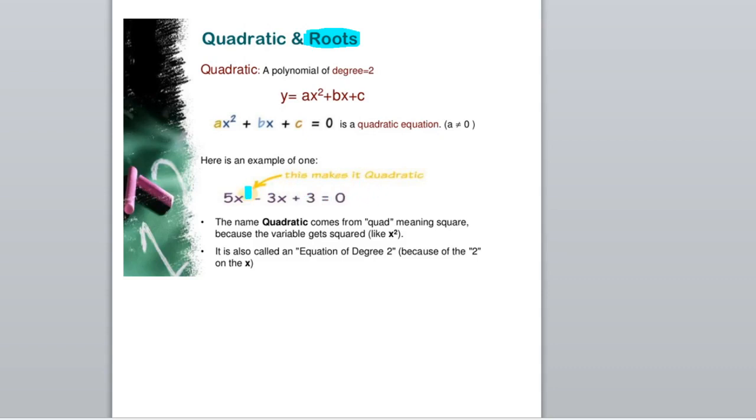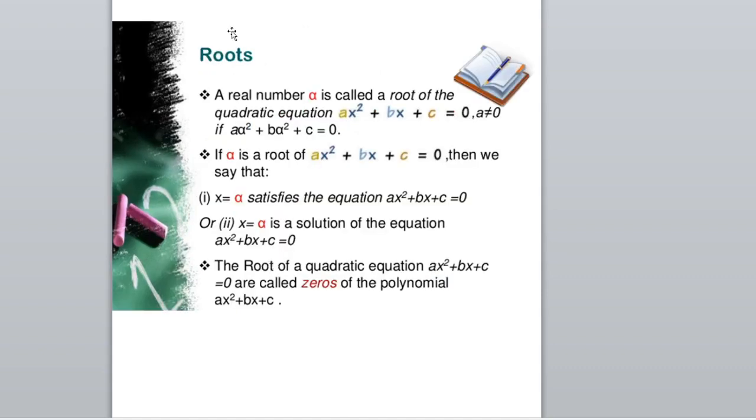What makes it quadratic? It is this square. The name quadratic comes from quad, meaning squared, because the variable gets squared, like x squared. It's also called an equation of degree 2 or equation of second degree because of the degree 2 coming from here. Okay, so roots, what do we mean by roots? When I say root of this equation, what does root mean?